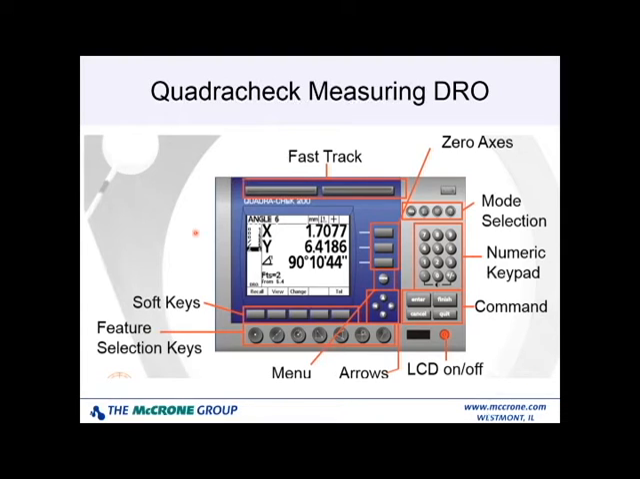This is a very basic overview of the front panel of the Quadracheck. As you can see, you have keys set in different groups to set the mode or the features that you're going to be measuring.